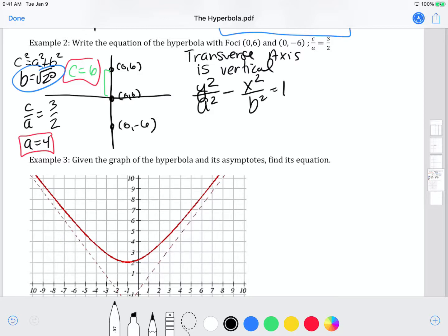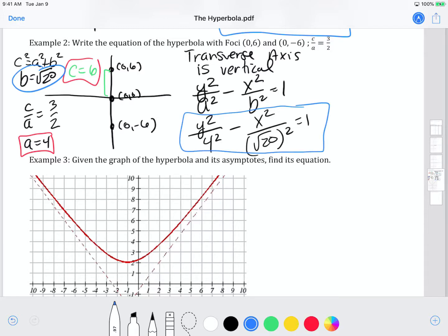I know what my a and b values are, so I'm going to go ahead and plug those into our equation. And I'm going to get y squared over 4 squared minus x squared over the square root of 20 squared is equal to 1. And this would be our final equation for a hyperbola with these properties in standard form.